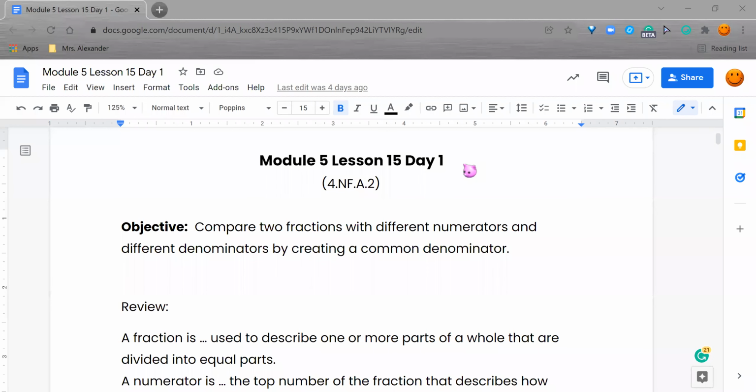Hey guys, it's Miss Alexander, and today we're doing Module 5, Lesson 15. I split it into 2 days from EngageNY. We're going to compare two fractions with different numerators and denominators by creating a common denominator.